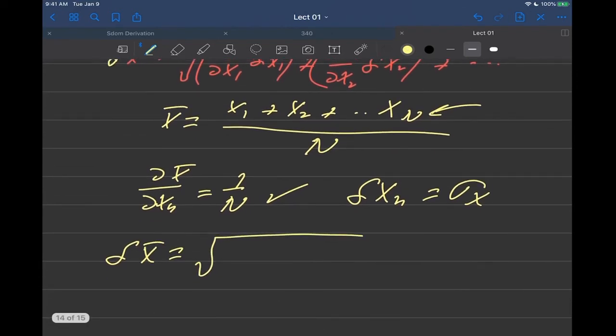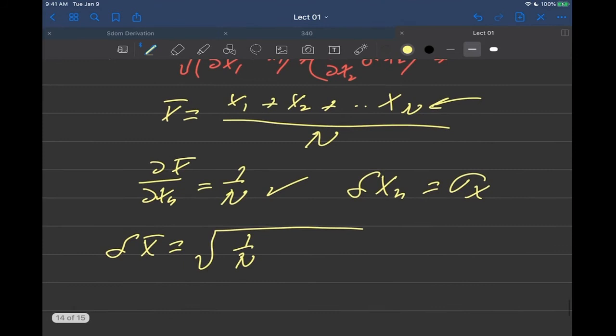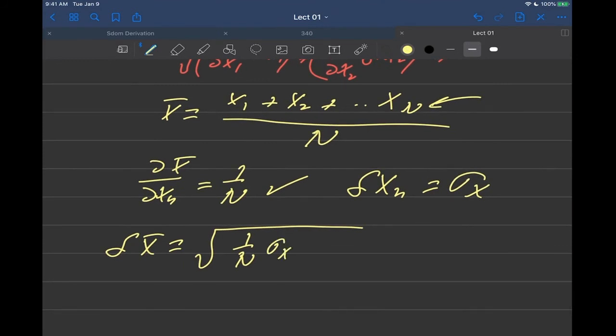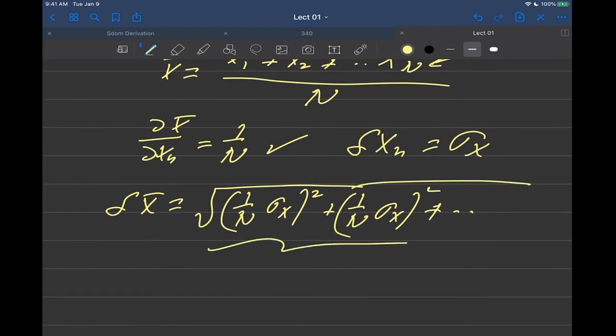Remember, all those derivatives are just going to be 1 over n, and all the uncertainties are just going to be the standard deviation. So we're going to have something like this in here, plus 1 over n times sigma x squared, and it just keeps going like that. We have n of these terms inside of the parentheses here, because we have n data points.